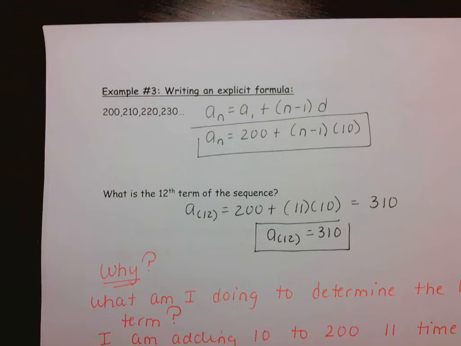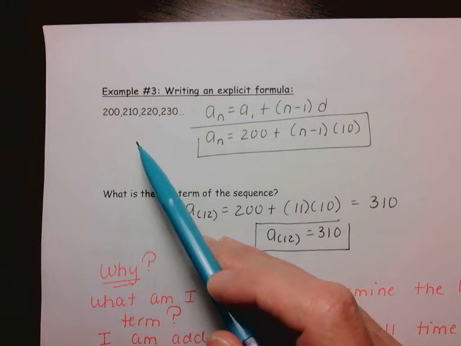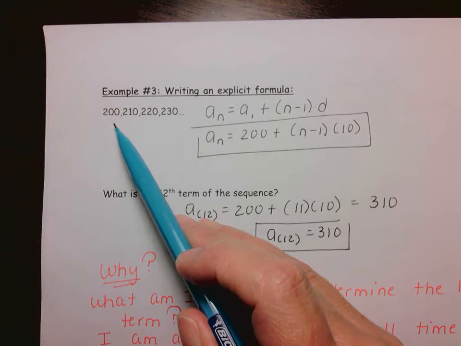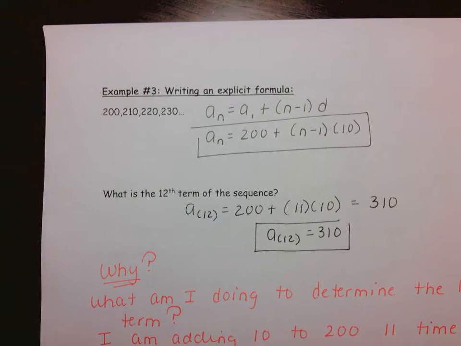Well, in doing so, what am I doing? If I want to figure out the 12th term, what I'm doing is adding my common difference to my first term 11 times. And that will give me my 12th term. And so that's what I mean by 11 times 10. I'm adding my common difference to my first term 11 times.